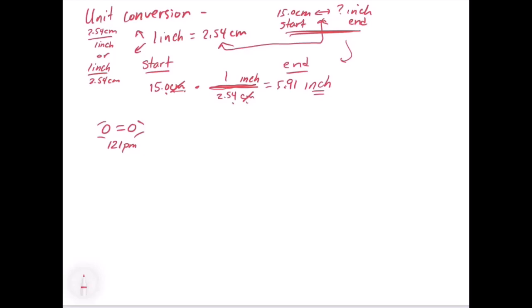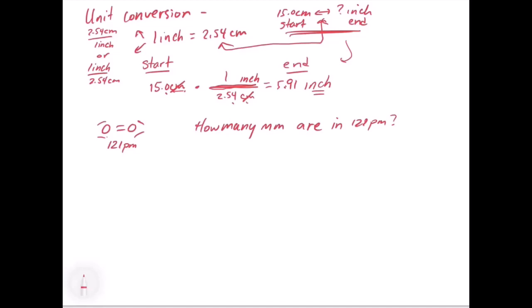So 121 picometers is the distance between these two oxygen atoms in the double bond. So now let's just say, how many millimeters are in 121 picometers? This is a good question because this could be something that you would want to know.